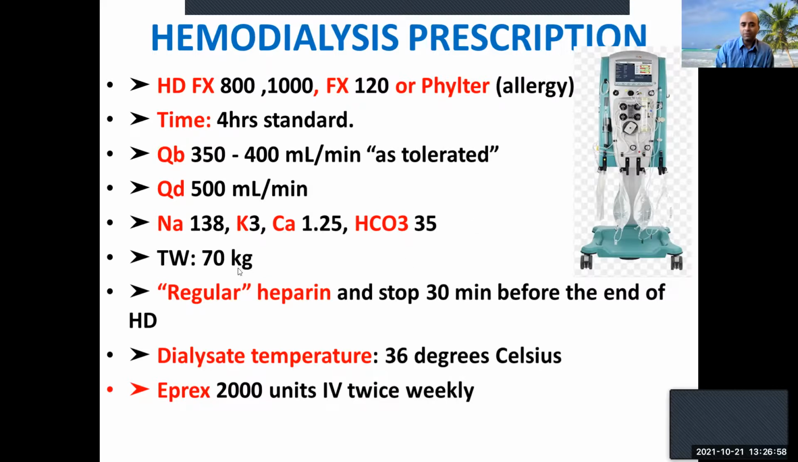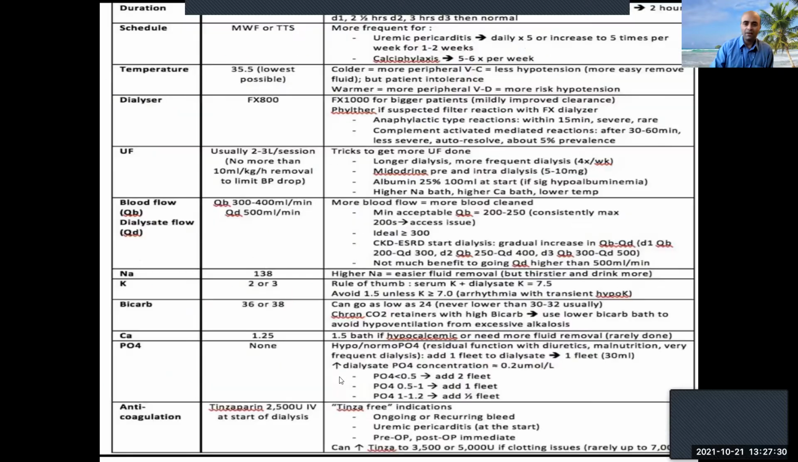Target weight: if you have a target weight, you put it. If you don't, you should assess according to the blood pressure and the volume status. You can assess how much the hemodialysis nurse can remove during the dialysis. You can use regular heparin, no heparin, or tight heparin, and please stop 30 minutes before the end of your dialysis. Dialysate temperature is 36.5 or 36, or 0.5 less than your patient's body temperature, and you can add Aprex or iron or antibiotic IV with each hemodialysis.